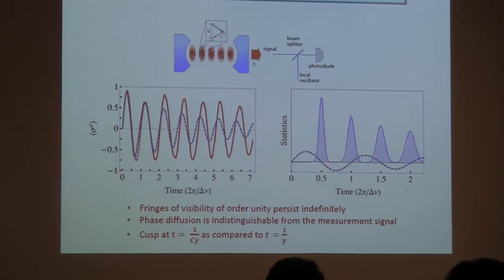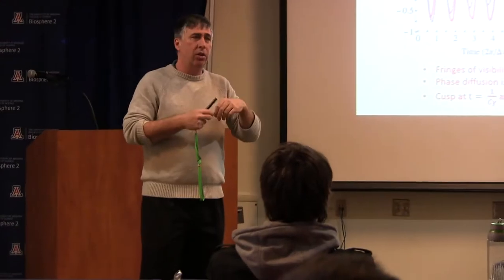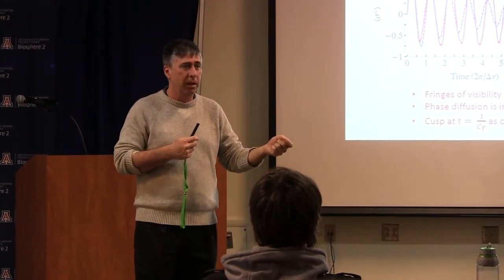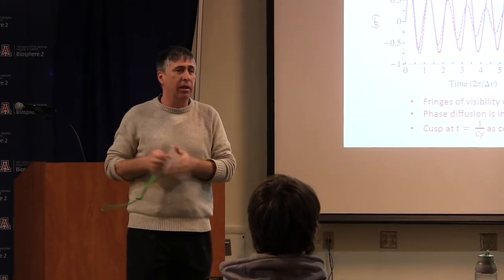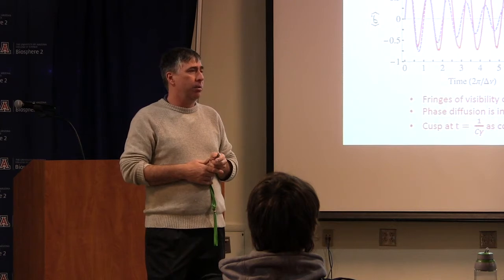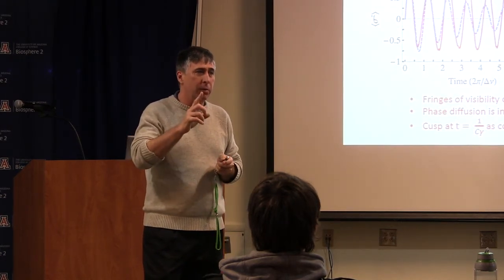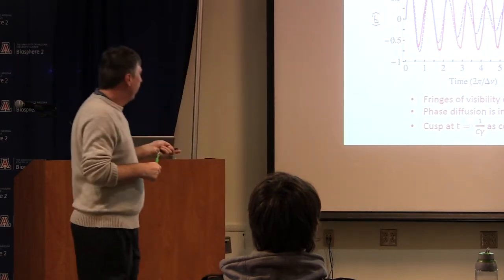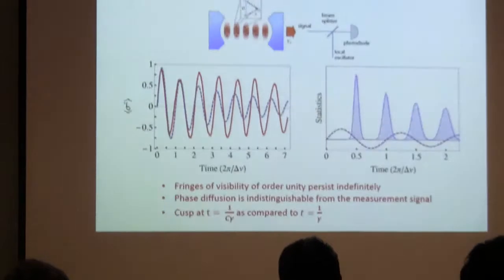The fringes always have unit visibility, but my ability to determine the frequency of my system slowly degrades over time because the fringes are slowly diffusing due to the back action of quantum noise. And that affects my ability to make a parameter estimation. Okay? So that doesn't mean that we don't win. We do win. So my argument that we gain by this factor of the cooperativity is true.